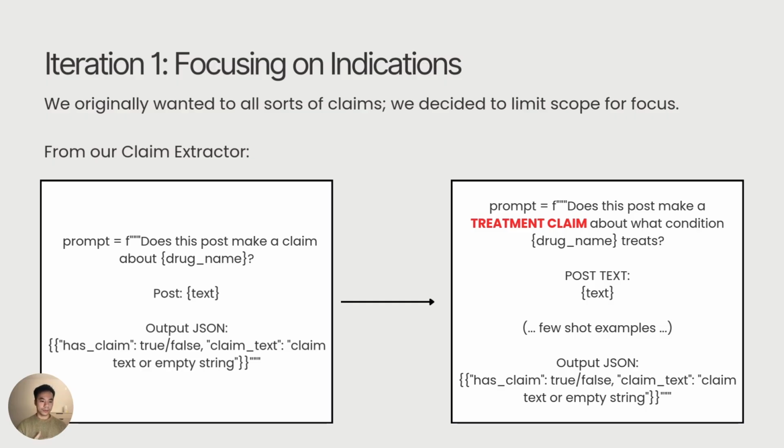So here is our claim extractor system, which extracts the claim from the post. You can see that it originally handles all sorts of claims. We eventually adjust the prompt in order to handle treatment claims. This is because we think we can get better accuracy if we limit the scope of our project.